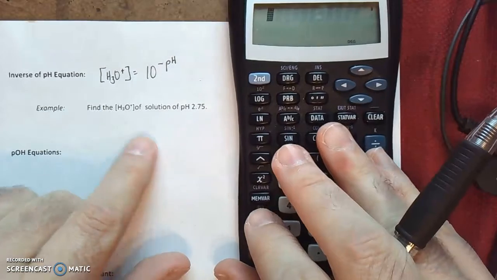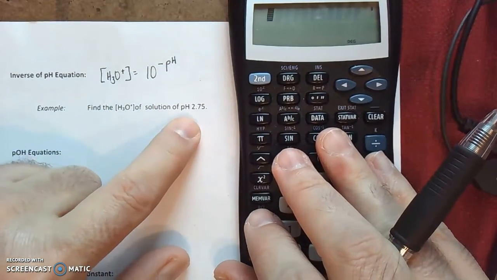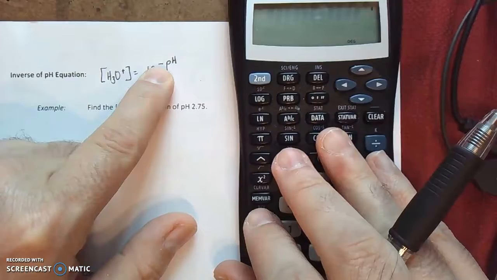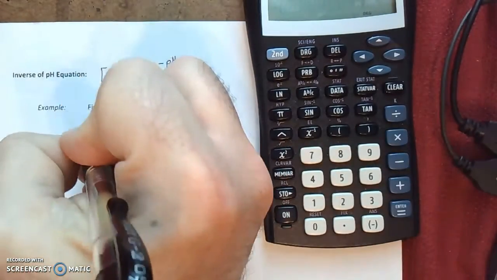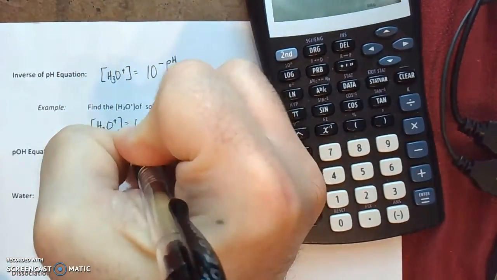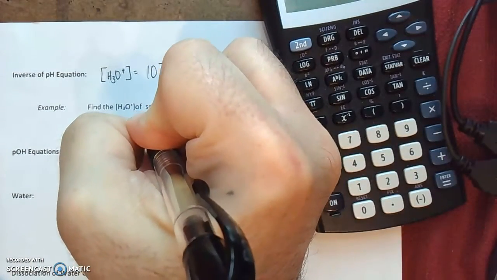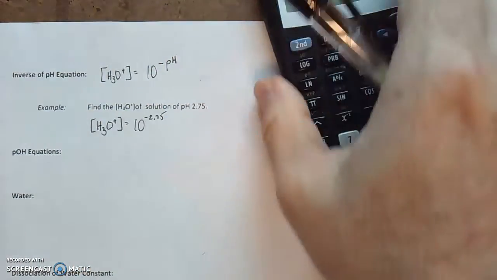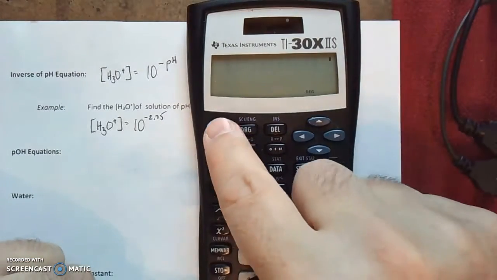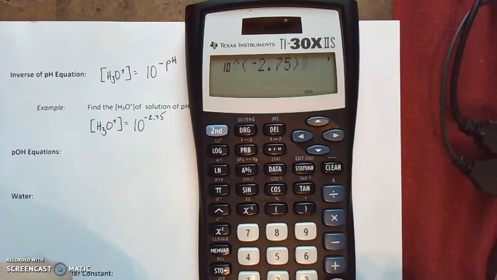So, we have to write 10 to the negative pH. The pH is going to be the exponent, and we take the inverse of it. So, our H3O+ concentration is equal to 10 to the negative pH. Well, if we're given a pH of 2.75, we take 10 to the negative 2.75 power. So I'm going to hit second log, and then I'm going to put in negative 2.75, close parentheses, and hit equals.